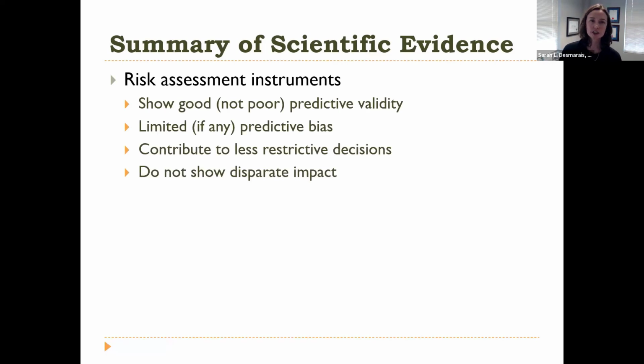First of all, they show good, not poor, predictive validity or accuracy. They show limited, if any, predictive bias. They actually contribute to less restrictive decisions, and they do not show racially or gender disparate impacts.